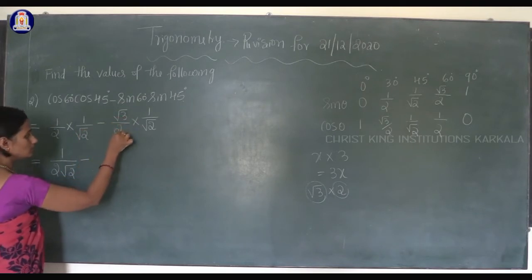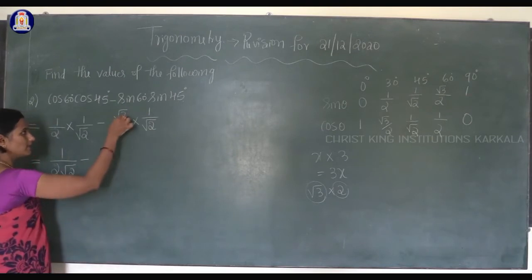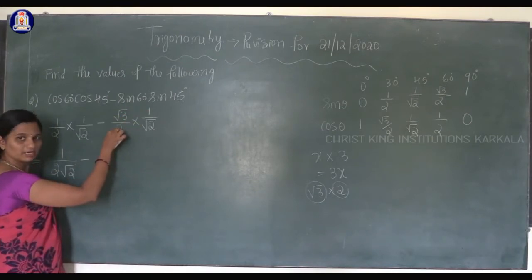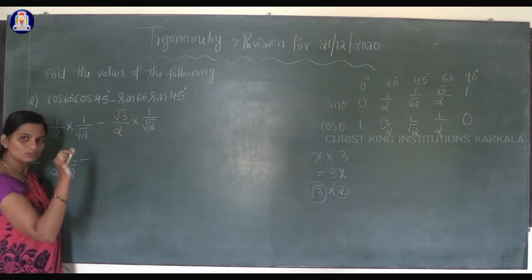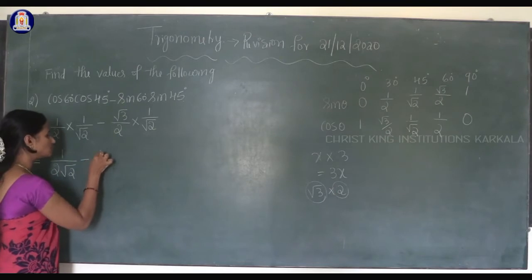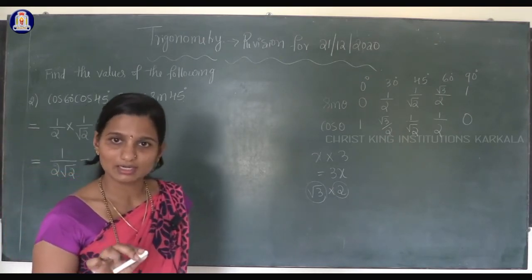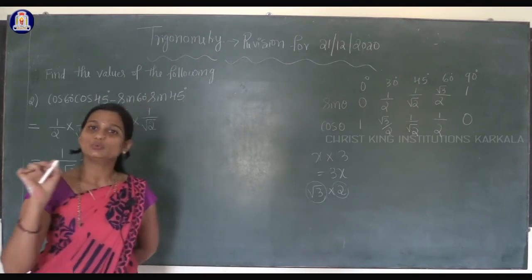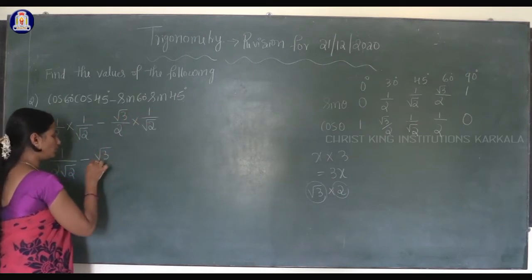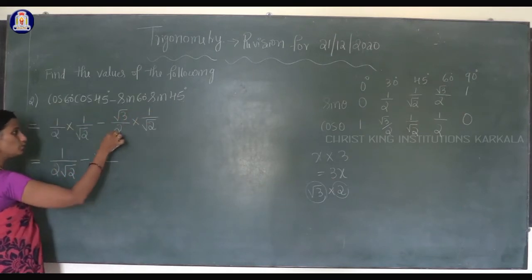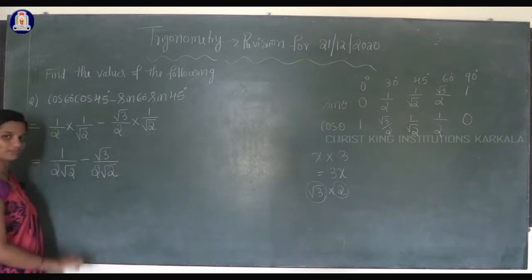So now root 3 by 2 into 1 by root 2. Again, is it possible to cancel numerator and denominator? No. So root 3 into 1 is 1 root 3, which means it is root 3. 100 into 1 is how much? It is 100, right? 50 into 1 is how much? 50. So root 3 into 1 is what? Root 3, divided by 2 into root 2. 2 into root 2. Clear?